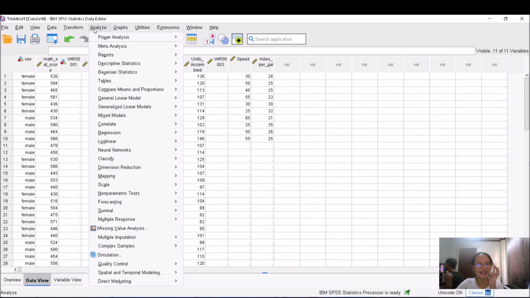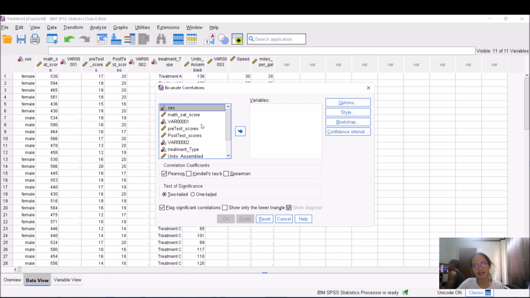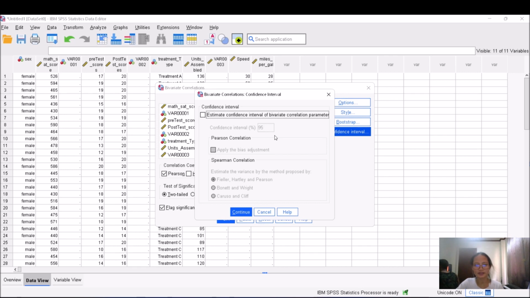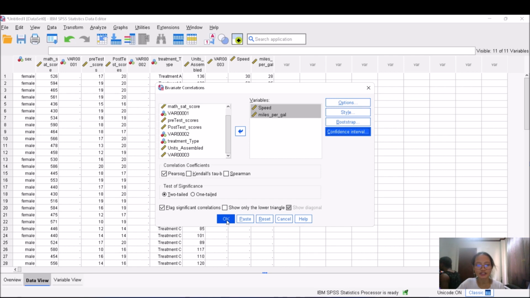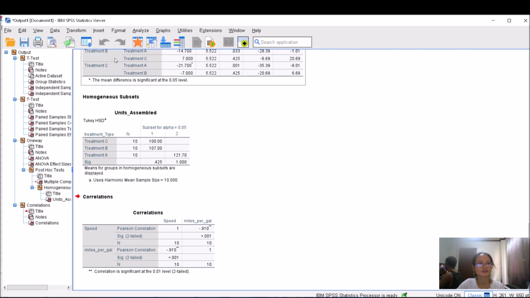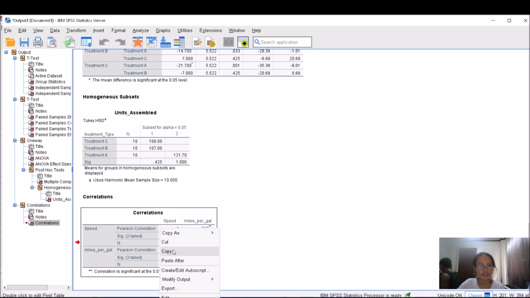And then you click Analyze, Correlate, Bivariate, then speed and miles per gallon for your variables. Since this is Pearson R, you click Pearson R. The two-tailed test at 0.05. And then you just click OK. Then we copy this one since this is the correlation result.